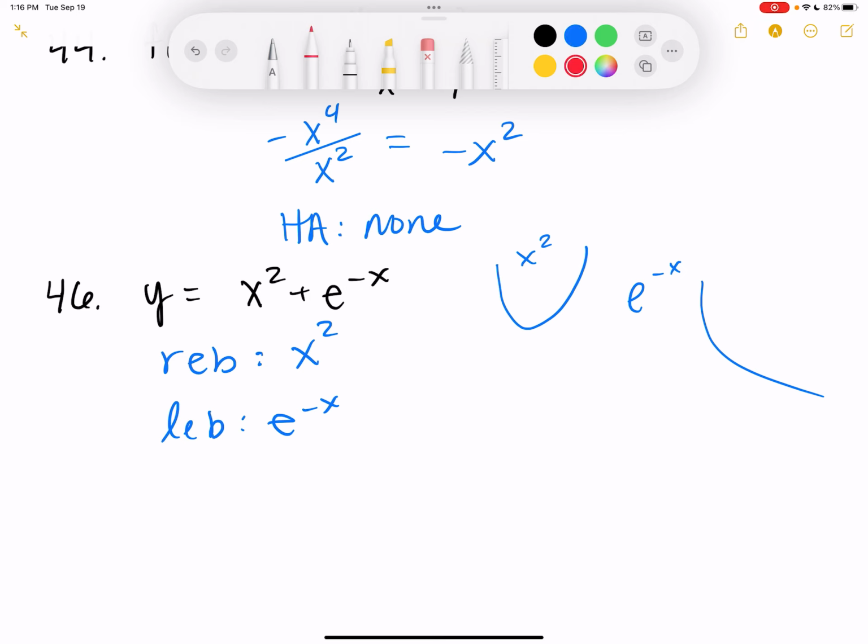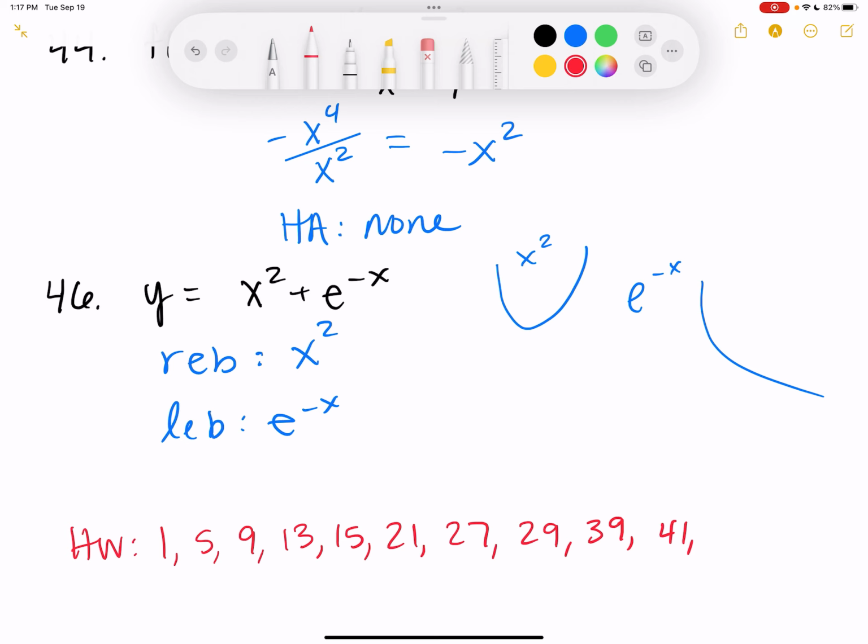All right, so your problems then are going to be, I'm gonna warn you, it's kind of a lot: 1, 5, 9, 13, 15, 21, 27, 29, 39, 41, and 45.